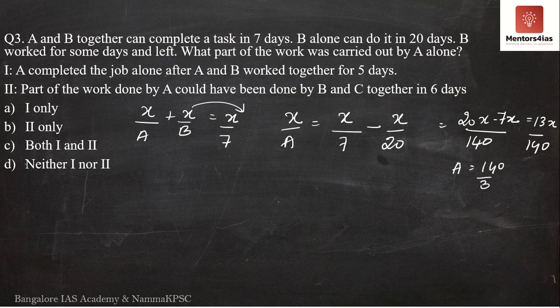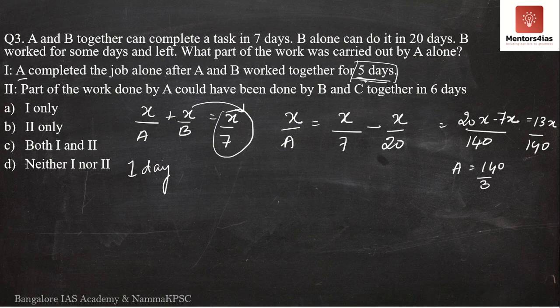Let me consider the first statement now. The first statement says A completed the job alone after A and B worked together for 5 days. Okay, we have now some information. Now, what do you understand by x by 7? This is nothing but the amount of work which is completed in a single day, correct? This is nothing but the amount of work completed by both A and B in a single day if they are working together.